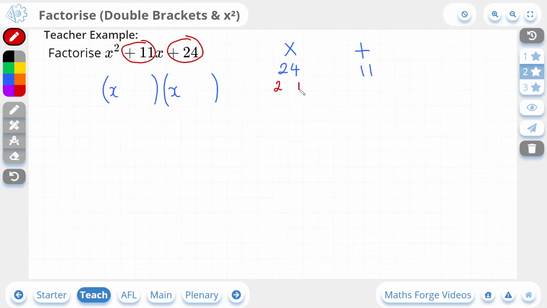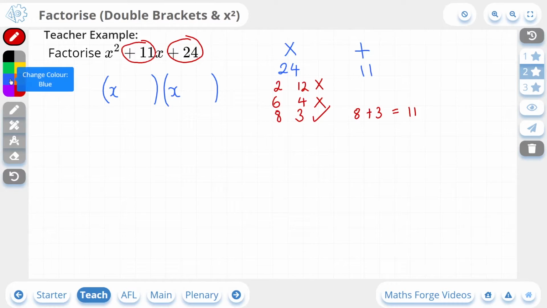2 times 12 gives us 24. But do they add to give you 11? No, they do not. So it cannot be 2 and 12. How about 6 and 4? 6 times 4 is 24. But 6 plus 4 is 10. It's not 11. So these numbers don't work either. How about 8 and 3? 8 times 3 is 24, and 8 plus 3 is 11. These are our 2 numbers, 8 and 3.